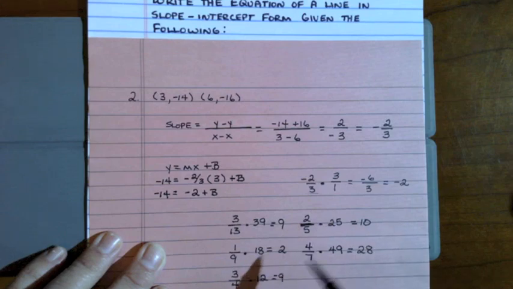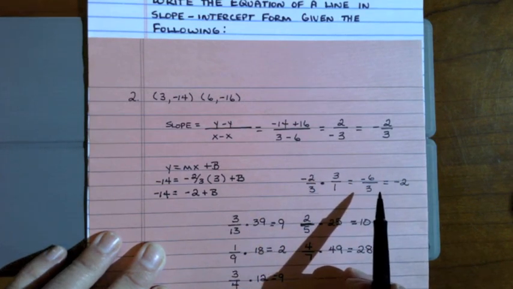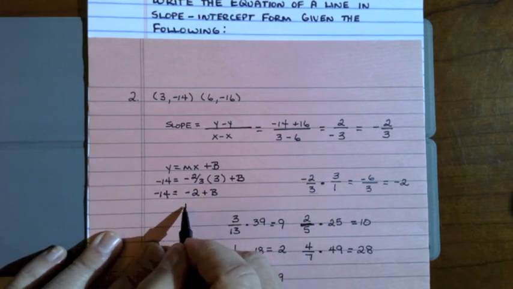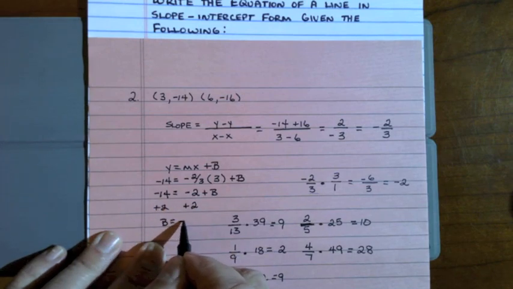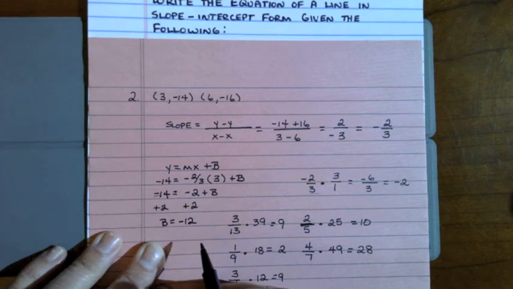Because I'm not going to use a calculator to figure this out, and I'm not going to write this out here on the rest of these problems. I need to solve this to figure out what the y-intercept is. Add 2 to both sides. My y-intercept is negative 12. Negative 14 plus 2 is negative 12.